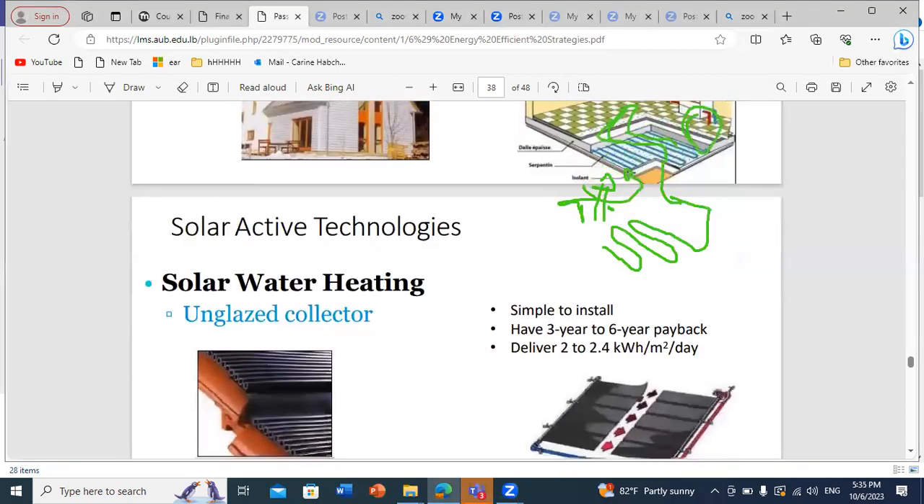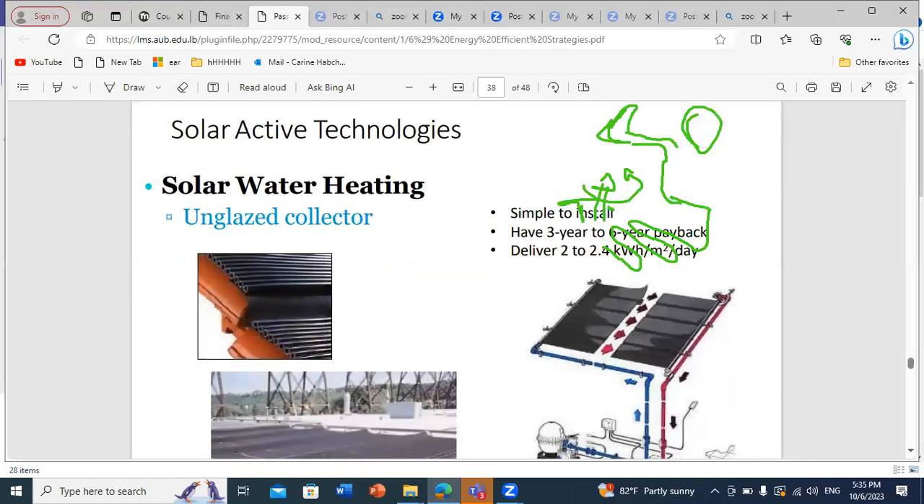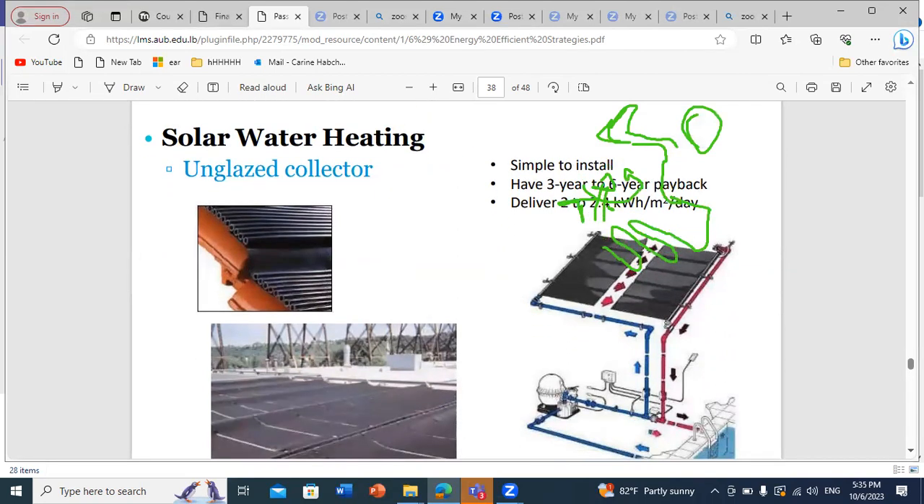Okay. No. Now, we have several types of solar water heating systems, and depending on the application, we select the appropriate one. Okay, so first we can use unglazed collector. Unglazed collectors are not characterized by a very high efficiency, but they have the advantage of being simple to install. They have a 3 to 6 year payback period. This is a big advantage because since the initial cost is low, you can ensure a relatively low payback period, and they deliver 2 to 2.4 kilowatt hour per meter square per day.